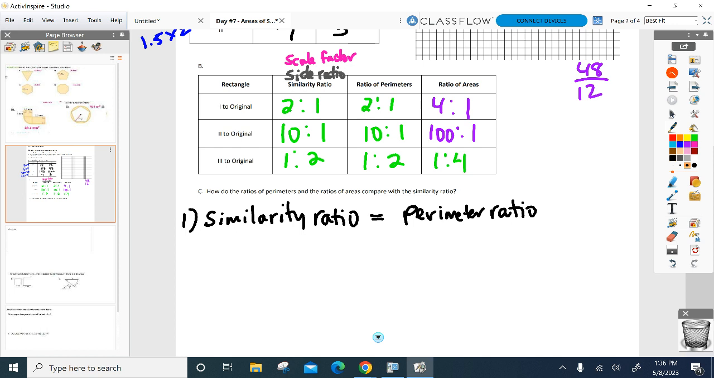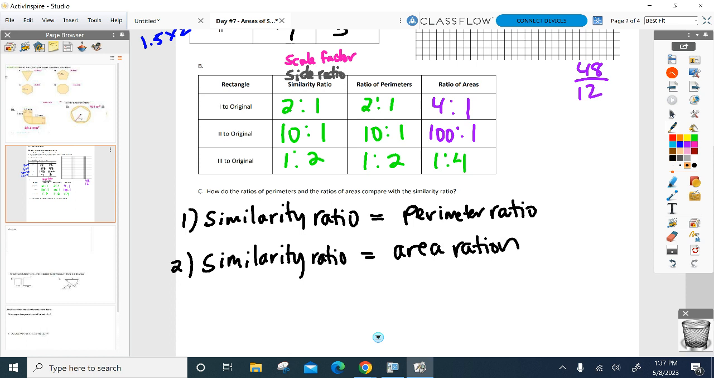Not true for the area, though. So I'm going to write this, but it's going to be completely false. I'm going to ask you to adjust it for me so they are equal. Similarity ratio equal to the area ratio. This is a false statement, as you can see from your chart. How do I tweak it a little bit so they are equal?